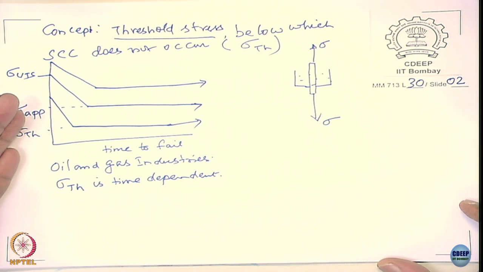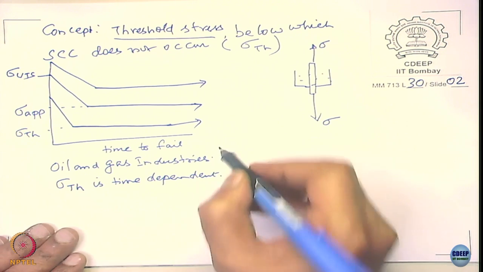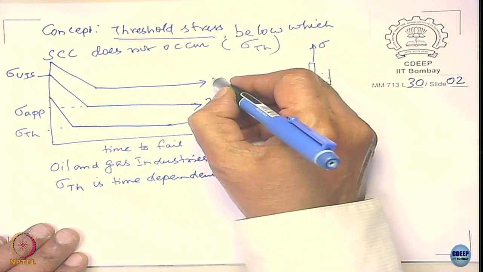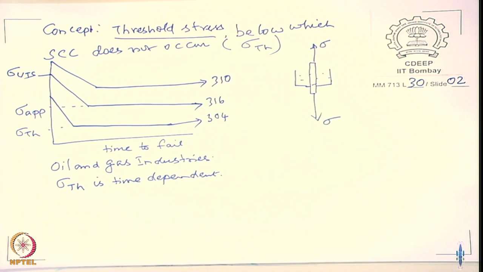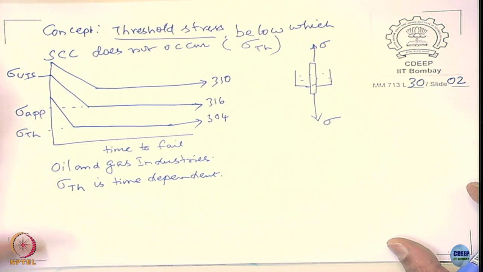Of course, it depends upon the environment. You keep changing environment, the sigma threshold could change. It is not a material property alone, it is also an environmental property, okay. That I think you should be aware of. Now, in our example, I would say this is your 304, 316 and maybe 310, something like that, you can see that it can change. If you are going to use a duplex stainless steel, things can still go up, and the threshold stress does not remain constant for all the materials, it can change.